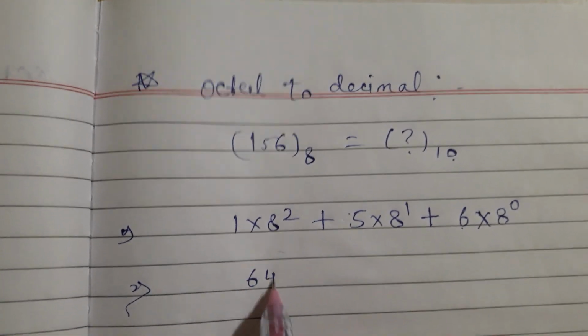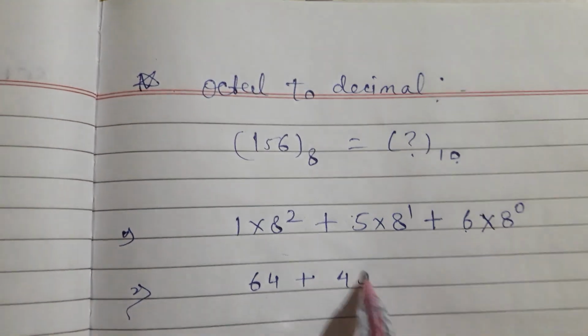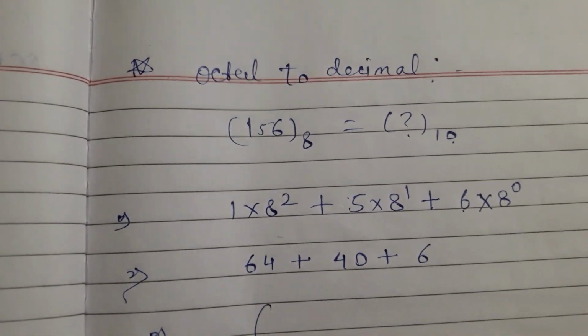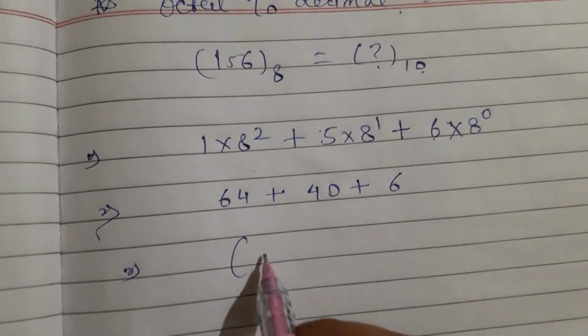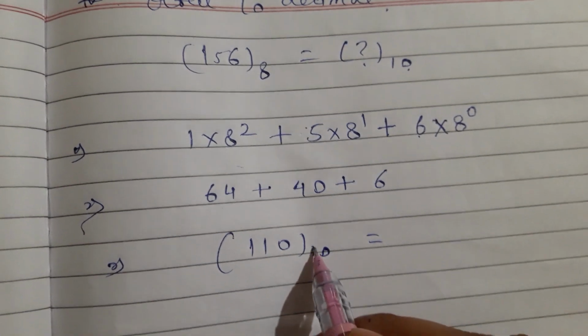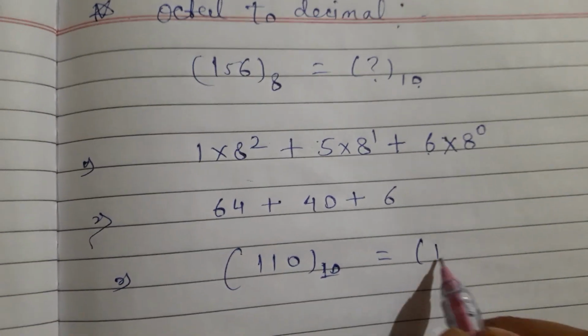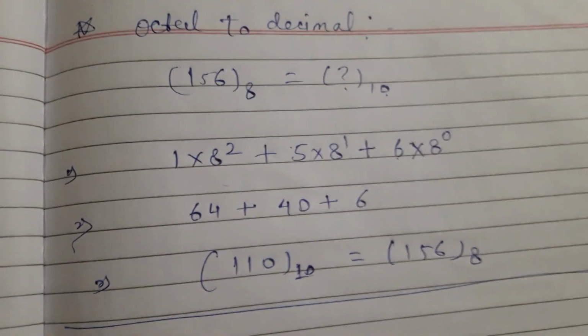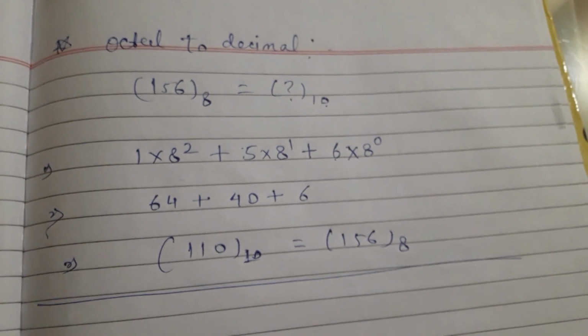So I'll get 64 plus 40 plus 6 here, and by adding this I will get 110, which is base 10, and which is equivalent to 156 base 8. So it is a simple procedure which I have to follow, and I can follow this, no problem.